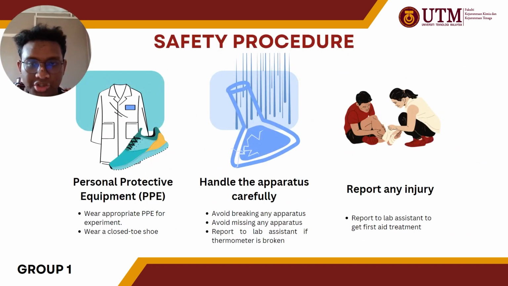Last part is safety procedures. The first one is personal protective equipment, PPE. The students need to wear appropriate PPE for experiment and wear a closed-toe shoe. The second one is handle the apparatus carefully. This one need to avoid from breaking any apparatus, avoid missing any apparatus, and the students need to report to lab assistant if thermometer is broken.